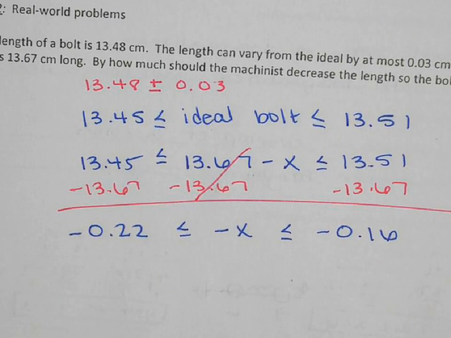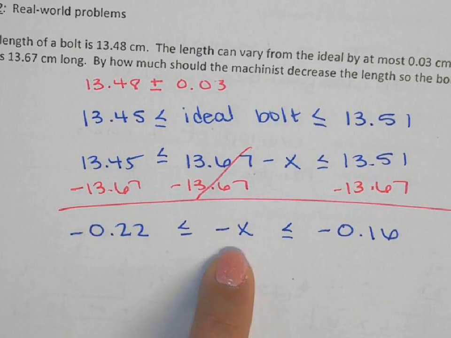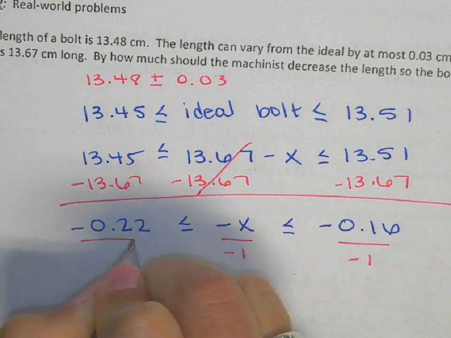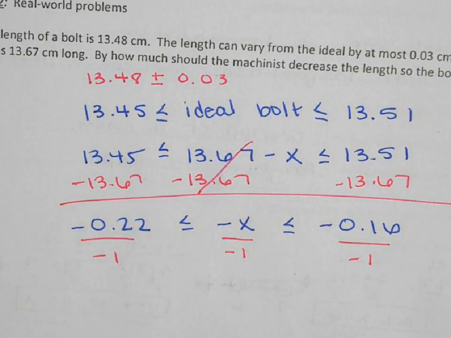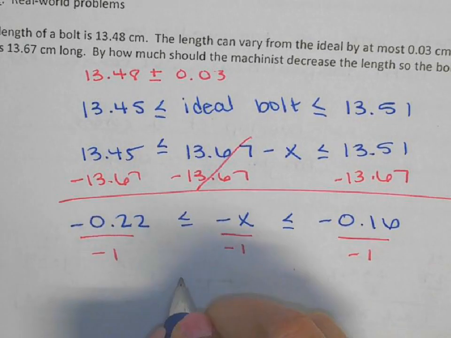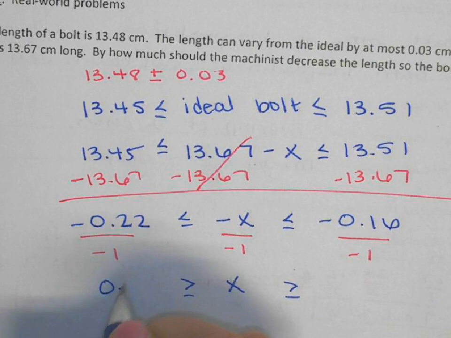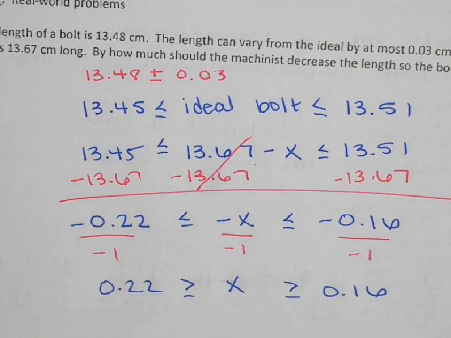Now what do I need to do to get x alone? I'm not going to add anything. Right now it's being multiplied by a negative 1. Divide by negative 1 on all three parts. Uh-oh, what happens when we divide by a negative number? What do we have to do? Flip signs, yes. So those signs have flipped. This is x, this is 0.22, 0.16.